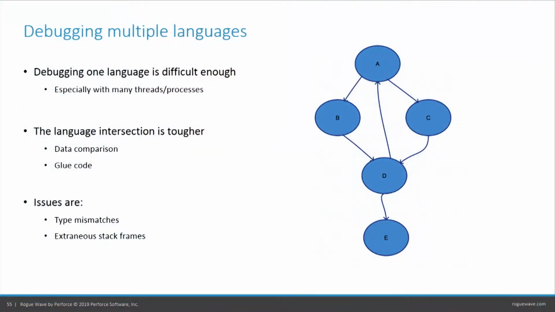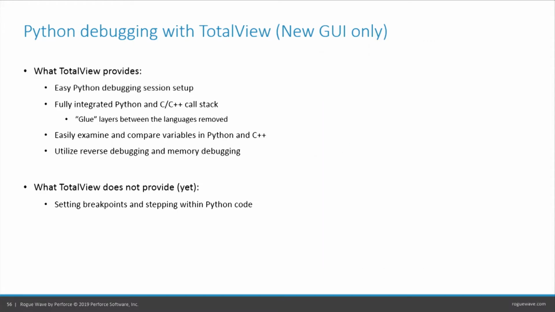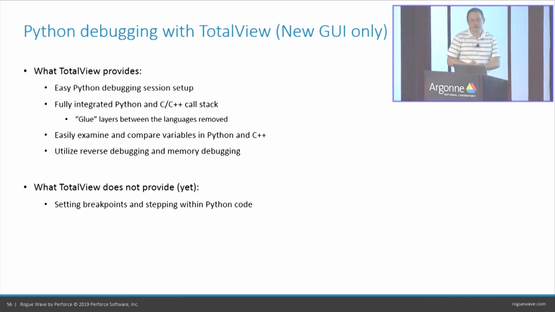Okay, so debugging multiple languages can be difficult. The main difficulty is you need to transfer your data from one language to another. And especially with Python, there's a lot of glue code that is created when you call C++ functions. It creates a lot of extra stack frames and type mismatches, and it's usually two debuggers, and sometimes you don't have a debugger at all. So what we provide with Python, and this will only go to the new UI for now, is a fully integrated Python and C++ call stack, and we remove the glue layers between the languages. What we don't provide yet is setting breakpoints.